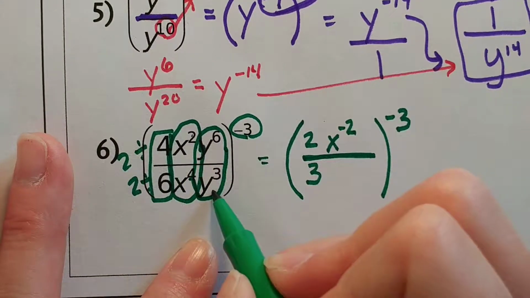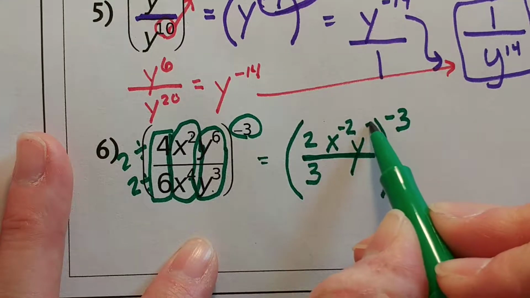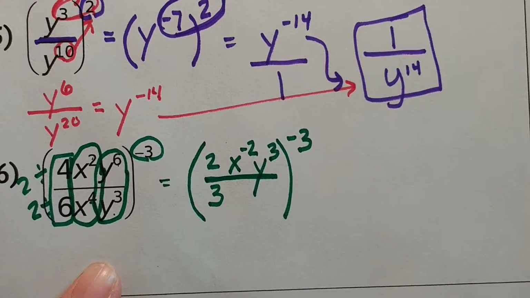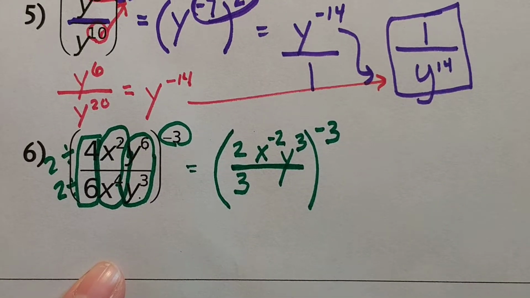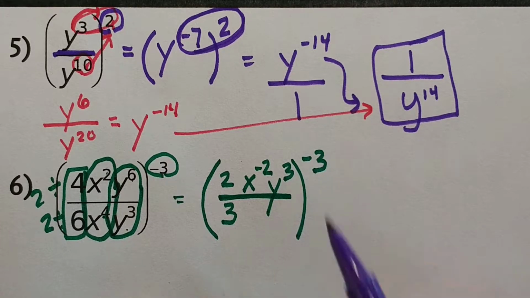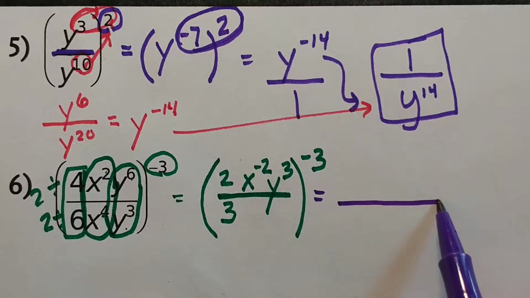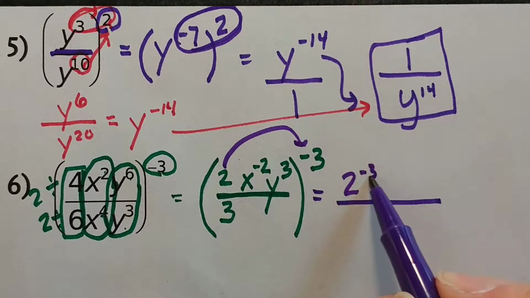So subtract the exponents here. 6 minus 3, y to the 3rd power, and the answer goes upstairs. Now notice that I have a lot less terms to bring to the negative 3rd power. I'm going to switch colors here. Everything inside the parentheses is going up to the negative 3rd power. Okay, 2, negative 3rd power.